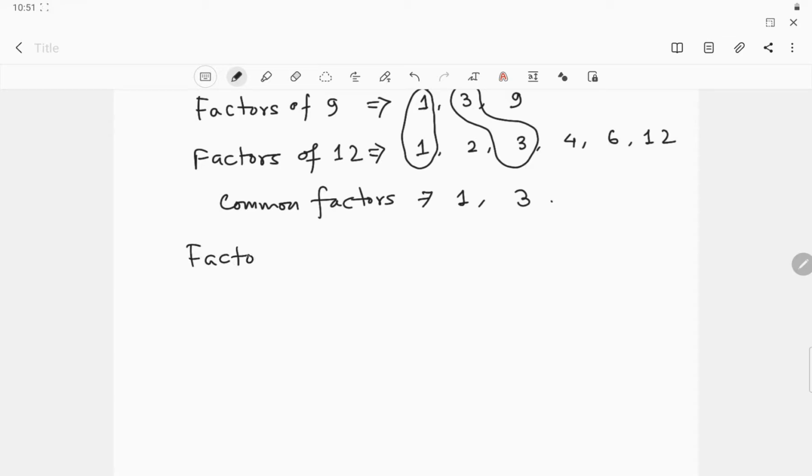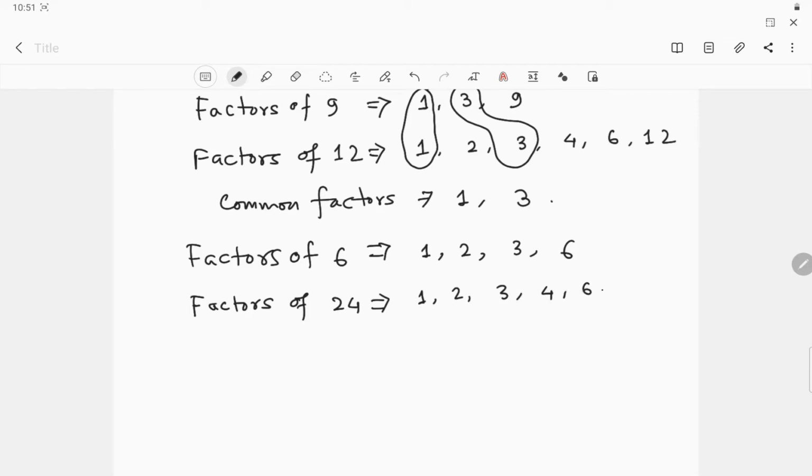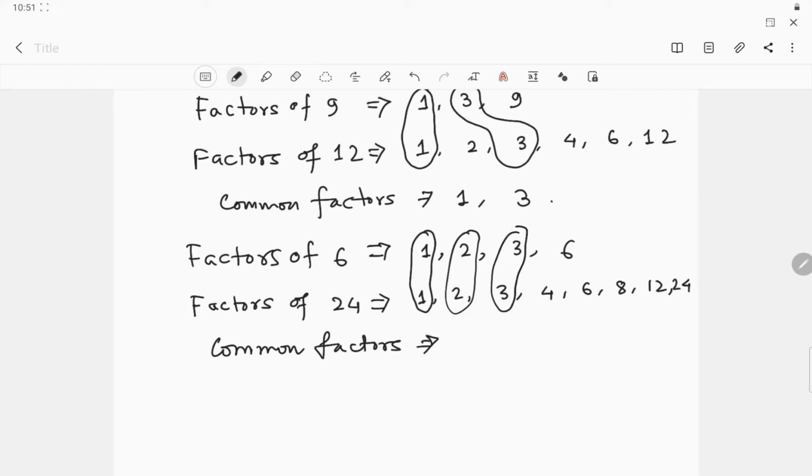Now let us take another example: factors of 6 and factors of 24. Factors of 6 are 1, 2, 3 and 6. Factors of 24 are 1, 2, 3, 4, 6, 8, 12 and 24. These are all the factors of 24. Now the common factors of 6 and 24 are 1, 2, 3 and 6. These are all the common factors, that means they exist in both.